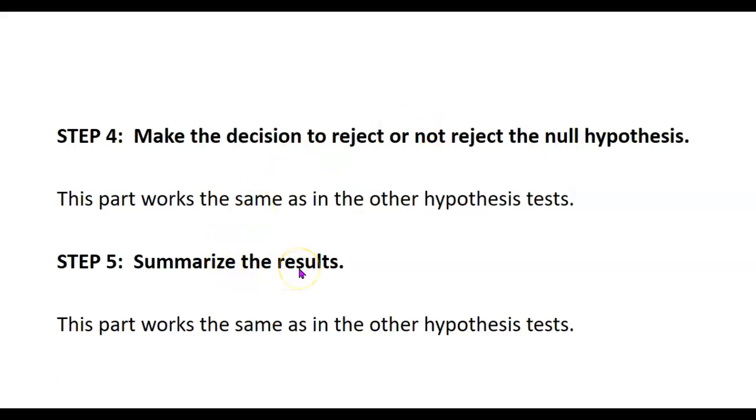And step 5, summarize the results. You're going to say either there is or there is not enough evidence, depending on whether you did or did not reject the null hypothesis. So you say there is or is not enough evidence to, and then that depends on what the claim actually is. If the claim was the null hypothesis, then that would be about rejecting or not rejecting that null hypothesis. If the claim is the alternative hypothesis, then whatever you said about rejecting or not rejecting the null hypothesis, you're saying about supporting or not supporting the claim.